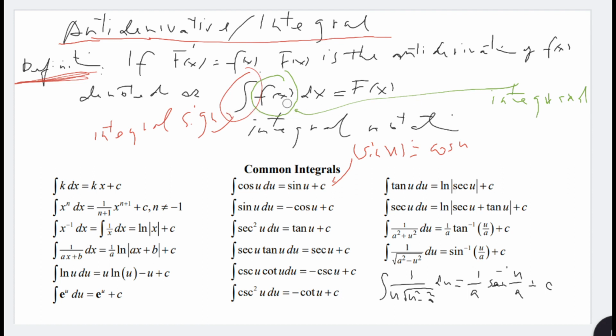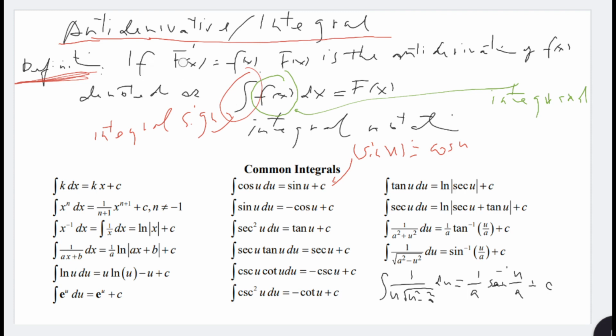In this notation, we have this S-shaped sign called the integral sign. The function inside the expression is called the integrand. So we read this result as the integral of f equals capital F of x. The left side is the integral notation. So basically this is the same as saying the antiderivative of little f is capital F, all right?